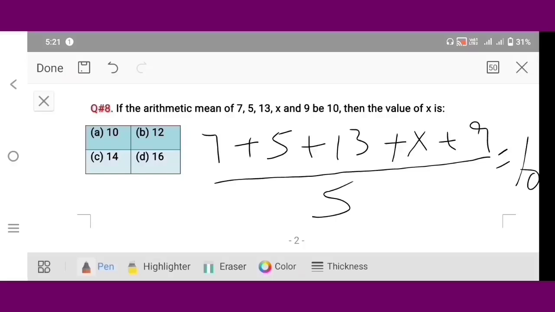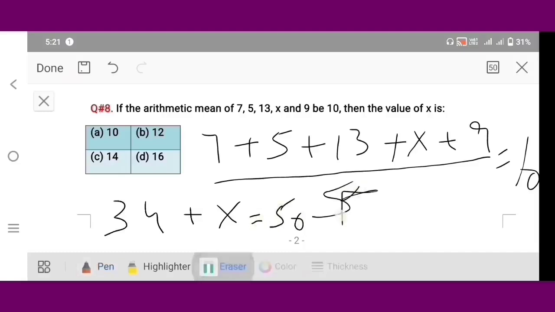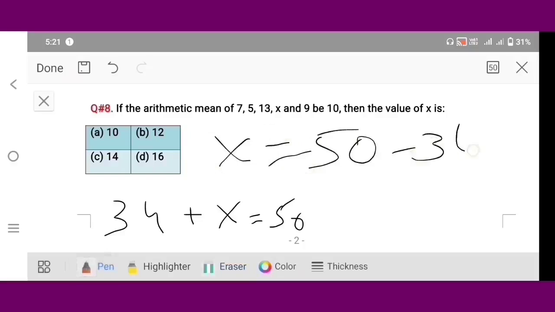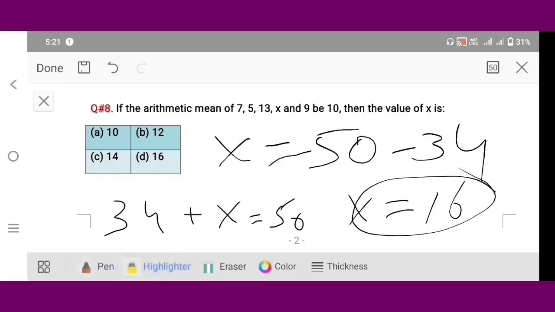So 7 plus 5 equals 12, 12 plus 13 gives 25, 25 plus 9 gives 34. So 34 plus x equals, and we multiply 5 to 10, so it gives 50. So x will be equal to 50 minus 34, so x equals 16. So our correct option is D.